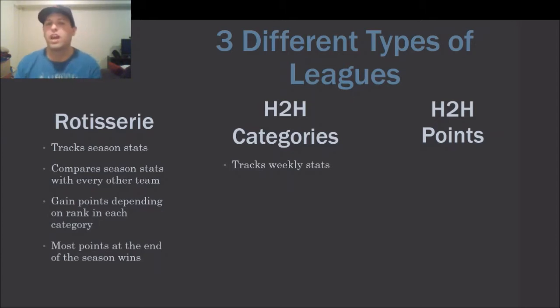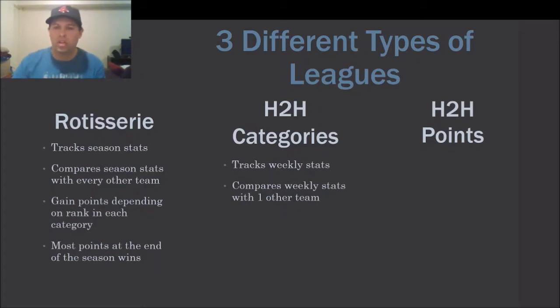All right, now in a head-to-head category league, instead you're tracking weekly stats, and you compare your weekly stats with one other team in your league. Sticking with the home run example, if you're going against one other team in a particular week, whichever team hits the most home runs that week will get the win for that category, so they'd be 1-0 that week for that category. Say RBIs was another category you're measuring. If the other team scores more RBIs than your team for that week, you would lose that category, so you'd be 1-1 for that week, and so on for each category that you're measuring.